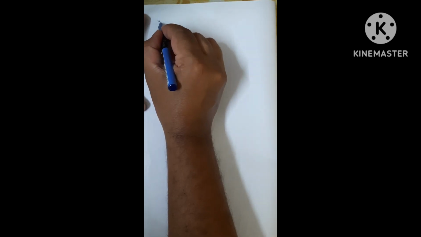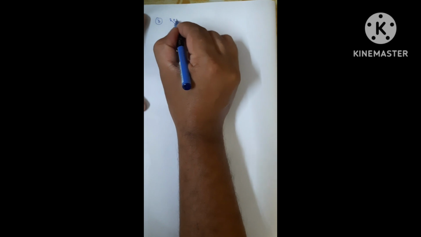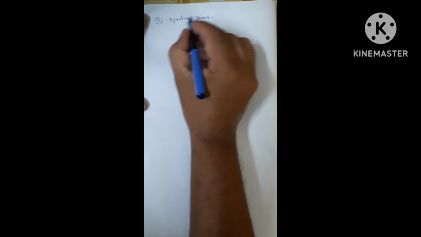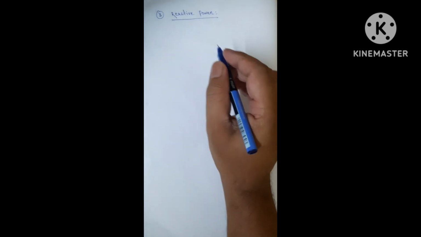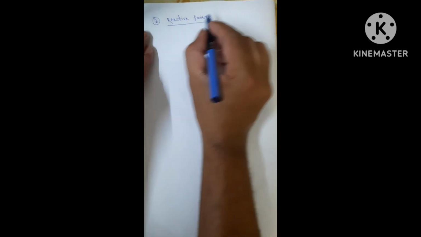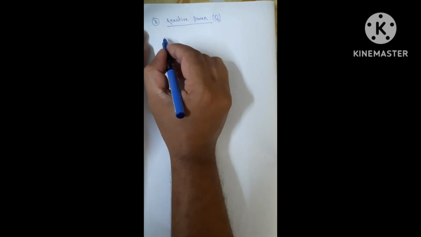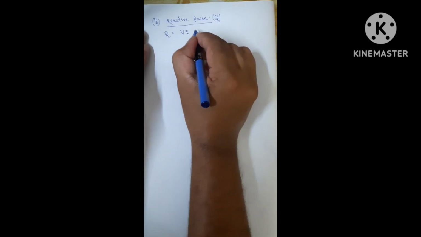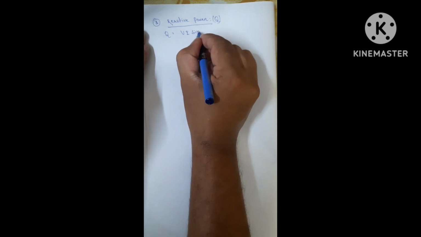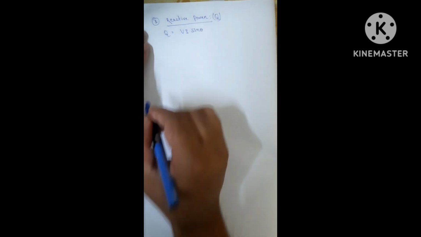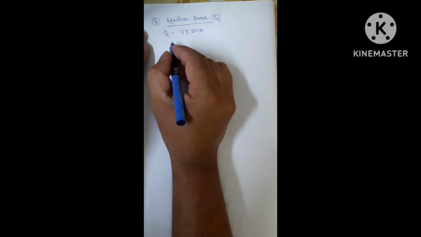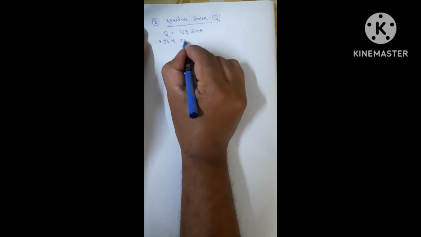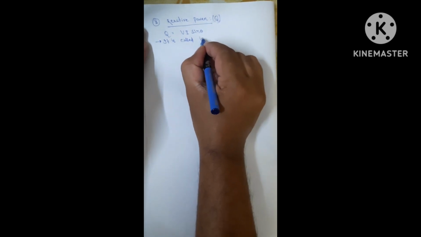Third point, reactive power. It is denoted by the symbol Q. Now reactive power equal to voltage multiplied by current and another factor, that is sin theta, where theta is the angle between voltage and current. It is also called imaginary power.